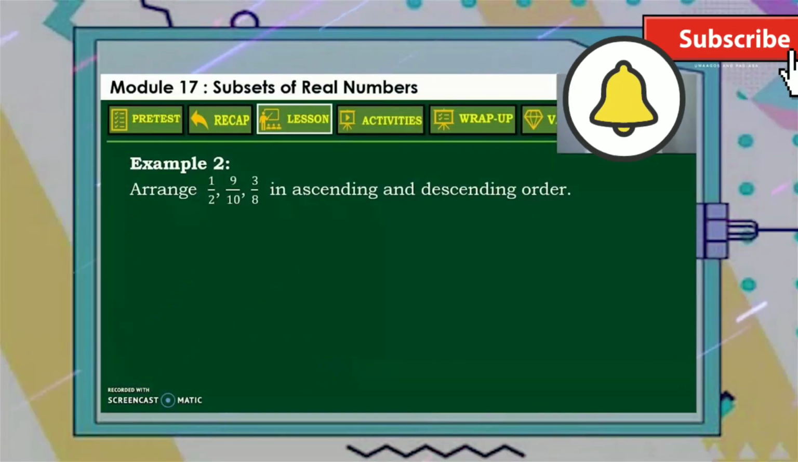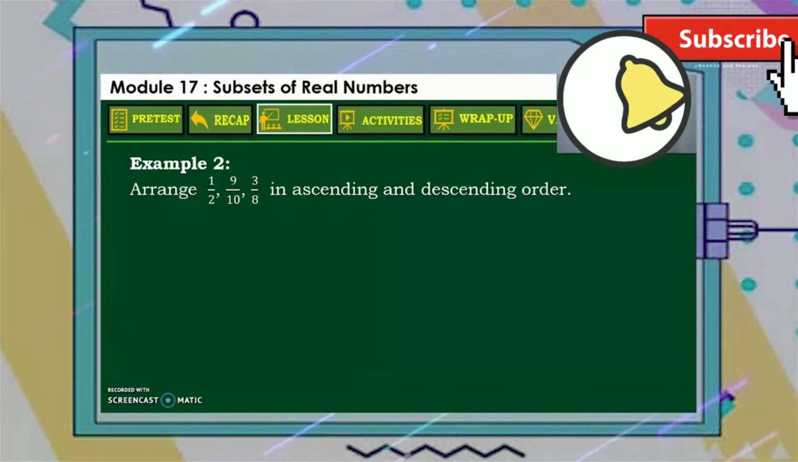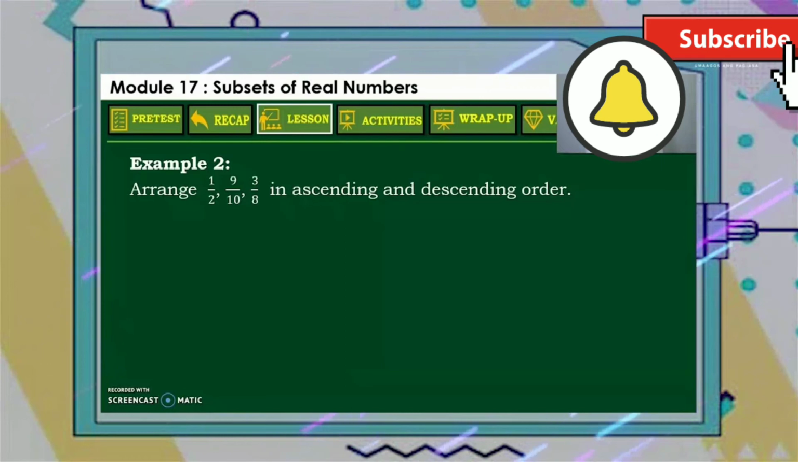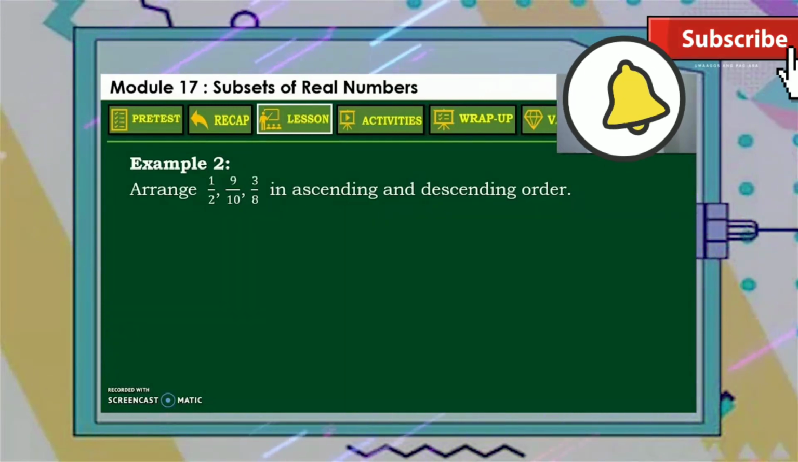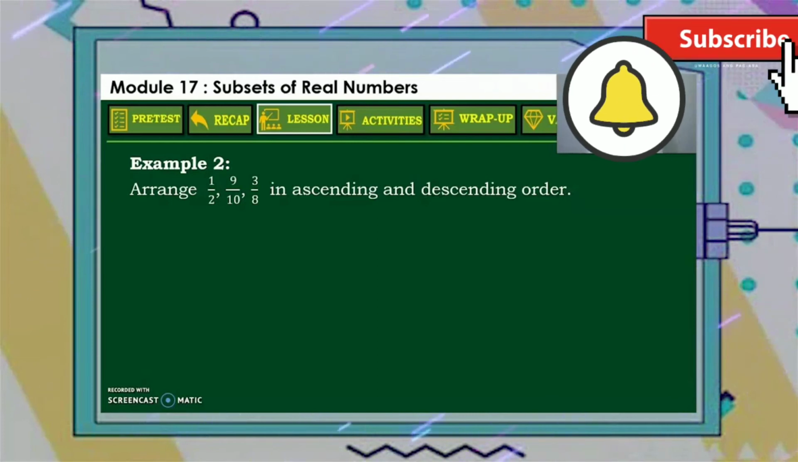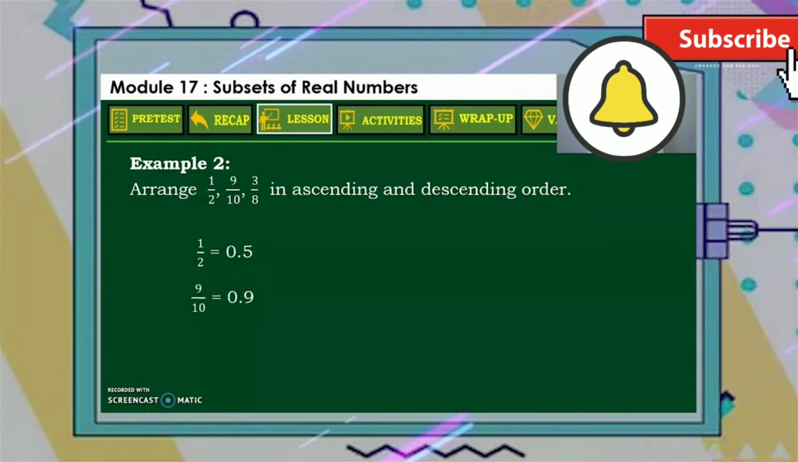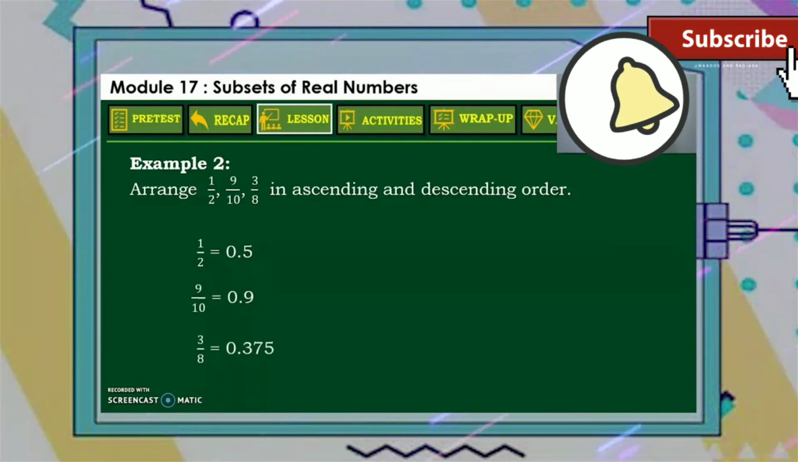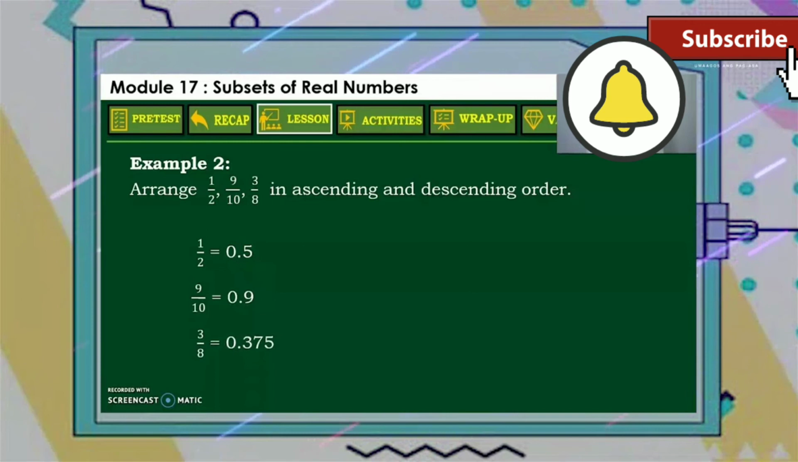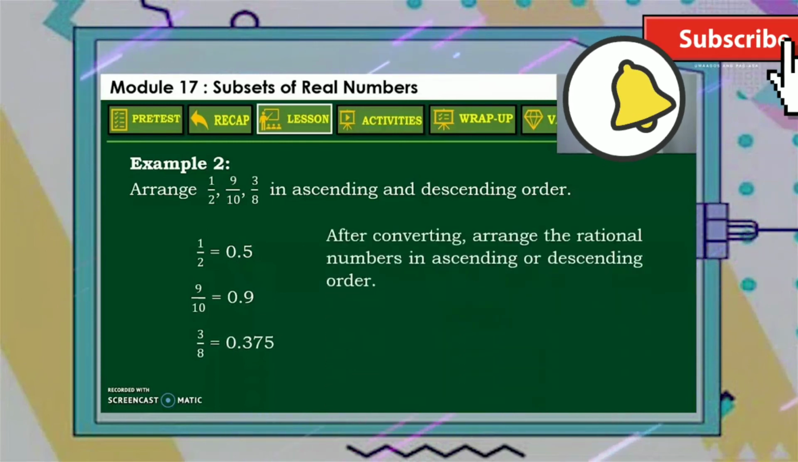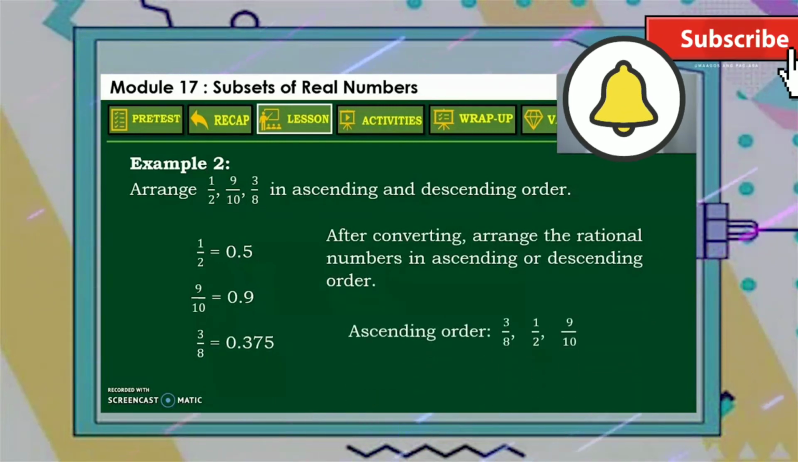For example number 2, we need to arrange 1/2, 9 over 10, and 3 over 8 in ascending and descending order. In order for us to arrange rational numbers in ascending and descending order, we need to convert them into decimal representations. So 1/2 is equal to 0.5, 9 over 10 is equal to 0.9, and 3 over 8 is equal to 0.375. After converting, arrange the rational numbers in ascending or descending order.